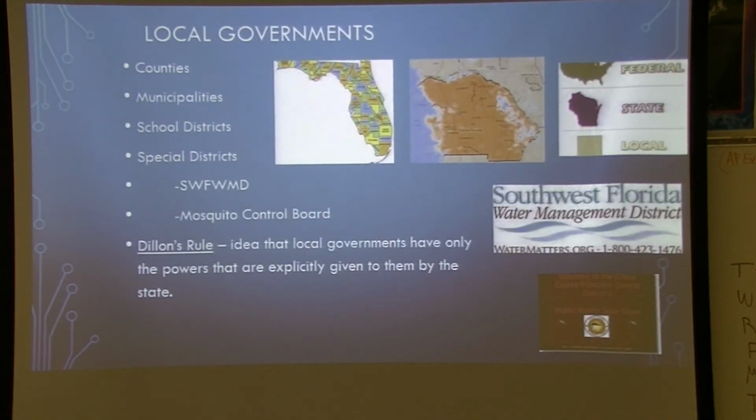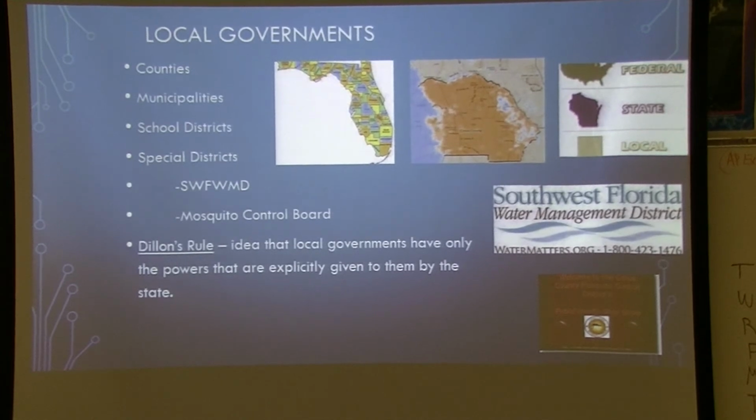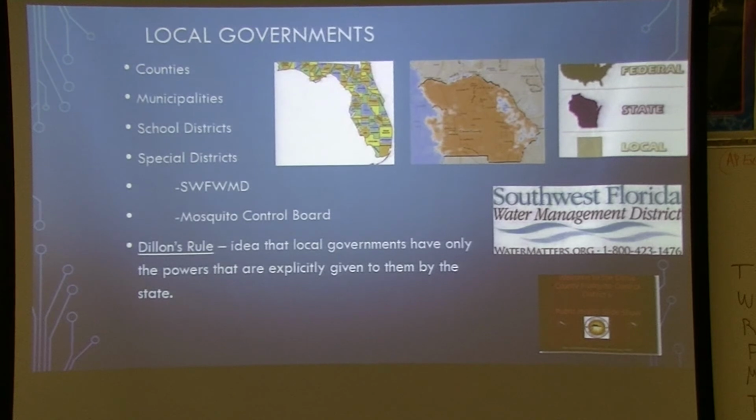All right, local governments. It seems weird, but a lot of people don't know the word municipalities. It's a city, but a city with a government. So like here in Citrus County, we have many places like Floral City and Homosassa, but the only two true municipalities are Crystal River and Inverness because they have a government.